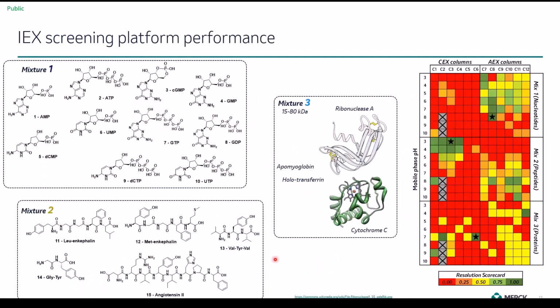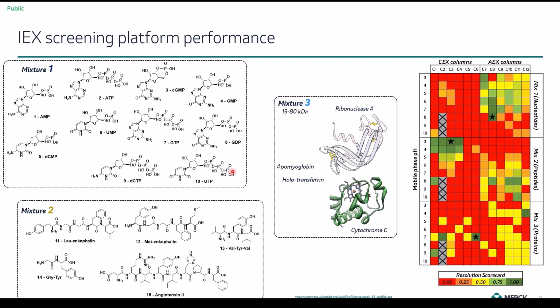We decided to test, therefore, the power of this screening system by using small and large biomolecules. Our choice fell on nucleotides, proteins, and peptides, as those are the most common biopharmaceuticals that we are currently seeing in the pipeline of different biopharmaceutical companies.